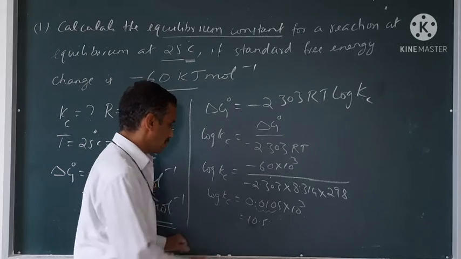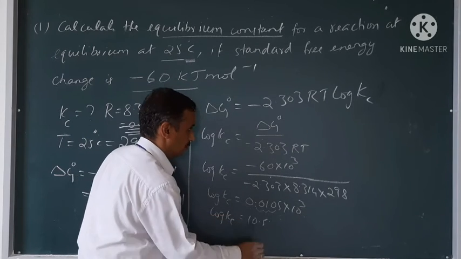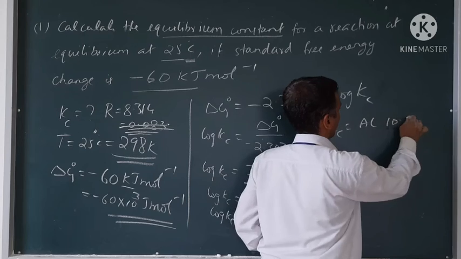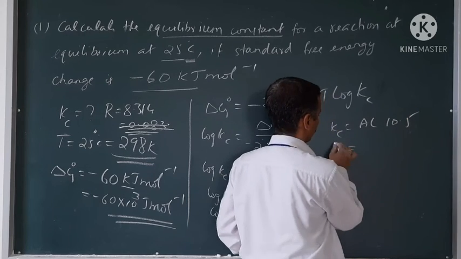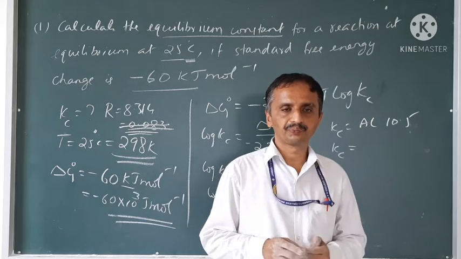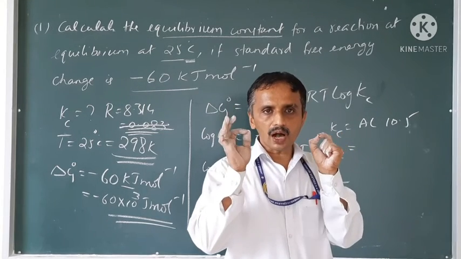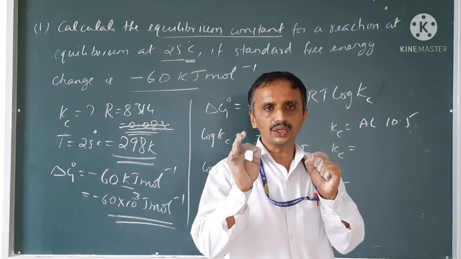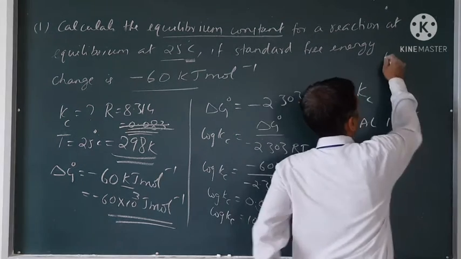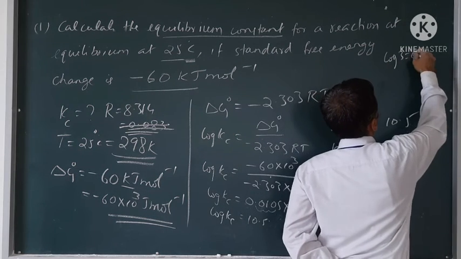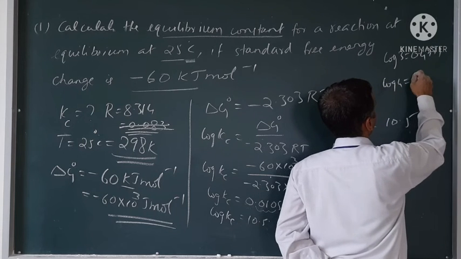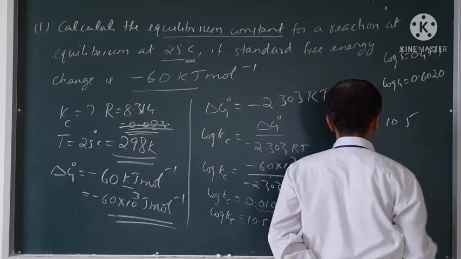10.5 is the log Kc, or Kc is equal to the anti-logarithm of 10.5. See, log 3 is 0.4771. Log 3 is 0.4771. Log 4 is 0.6020.